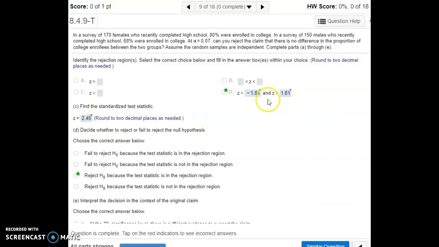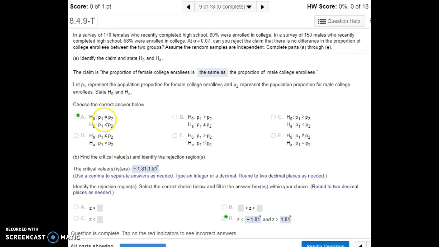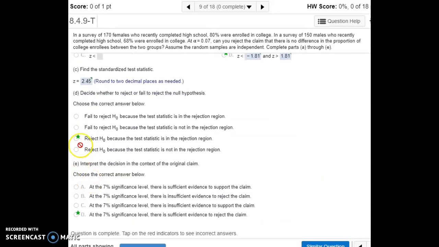That value is further past our critical value, so it is in the rejection region, which means we will reject our null hypothesis. Now, our null hypothesis was the claim that both proportions would be equal. And since we're rejecting the null hypothesis, there is evidence to reject the claim.